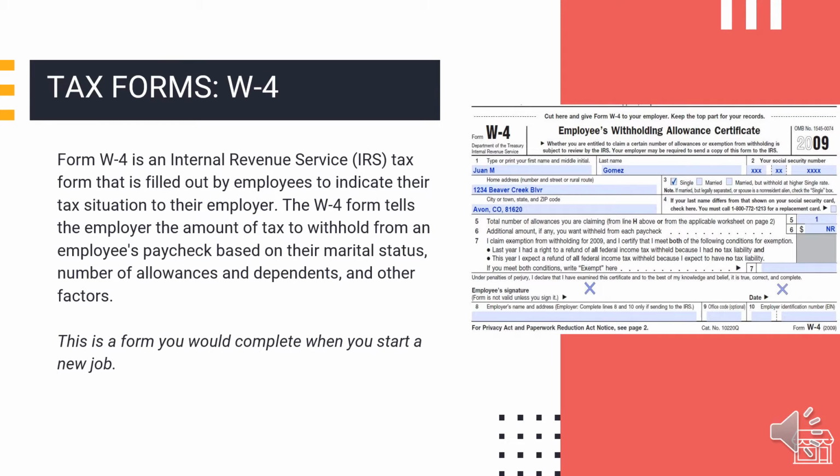Tax forms, the W-4. Form W-4 is an Internal Revenue Service, the IRS, tax form that is filled out by the employees to indicate their tax situation to their employer. The W-4 form tells the employer the amount of tax to withhold from an employee's paycheck based on their marital status, the number of allowances and dependents, and other factors. As you can see on the right-hand side of the screen, this is a sample of the W-4 form. This is a form that you would complete when you start a new job or if your tax situation changes at your current job.